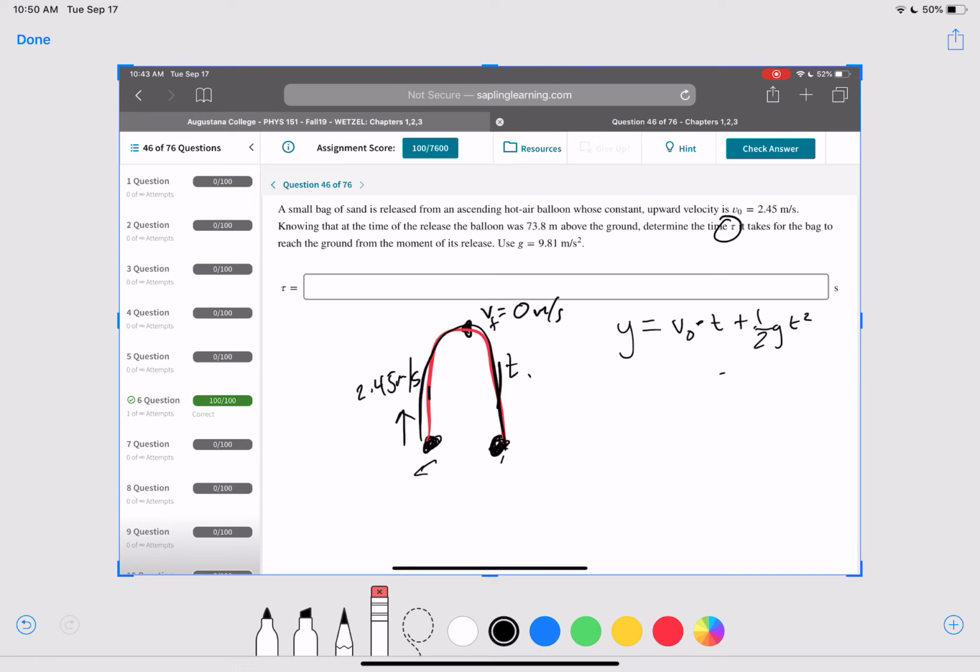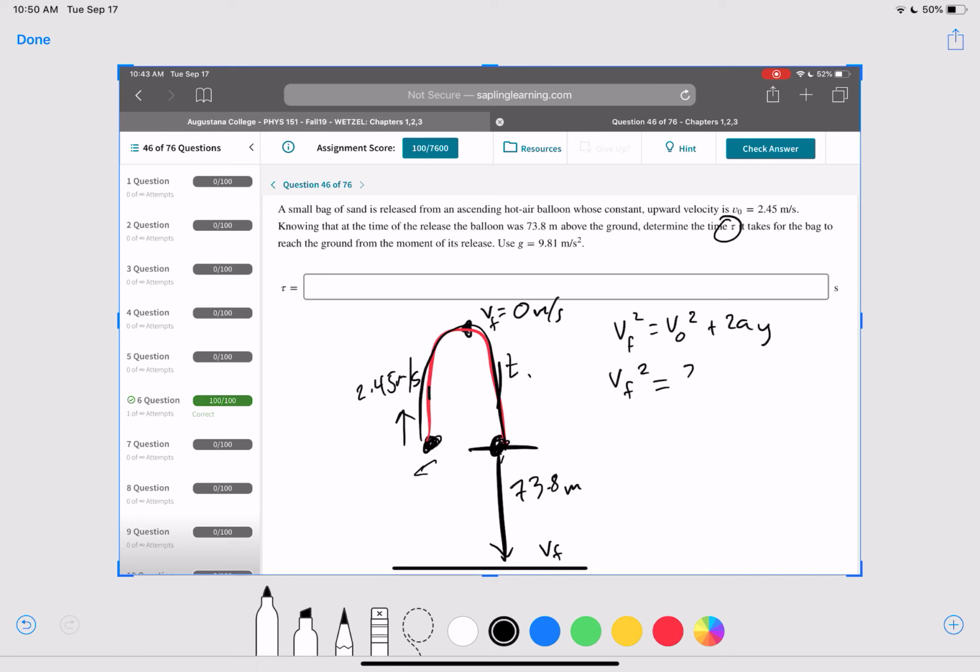There's another way that might be easier for you if you're afraid of using the quadratic formula. Okay, and that is you just solve two equations. So we're going to travel 73.8 meters down. So you can have v final squared is equal to v initial squared plus 2ax, or 2ay in this case. So you can figure out what your final velocity is just before it hits the ground. V final squared is equal to 2.45 meters per second squared, and you can put the minus sign on there, but when you square it, it cancels out.